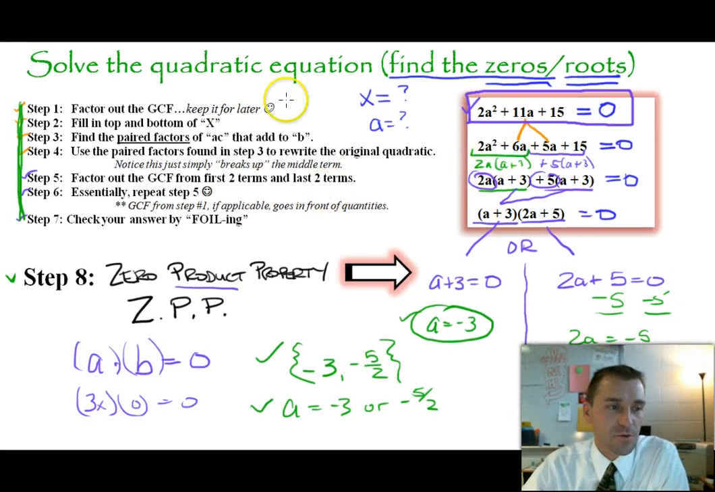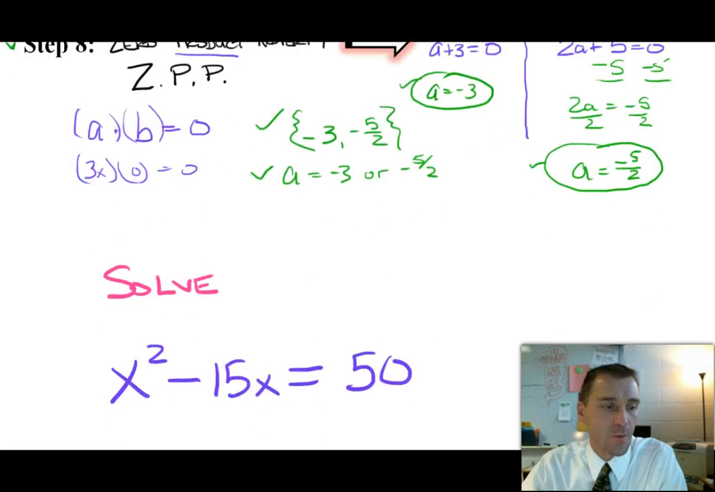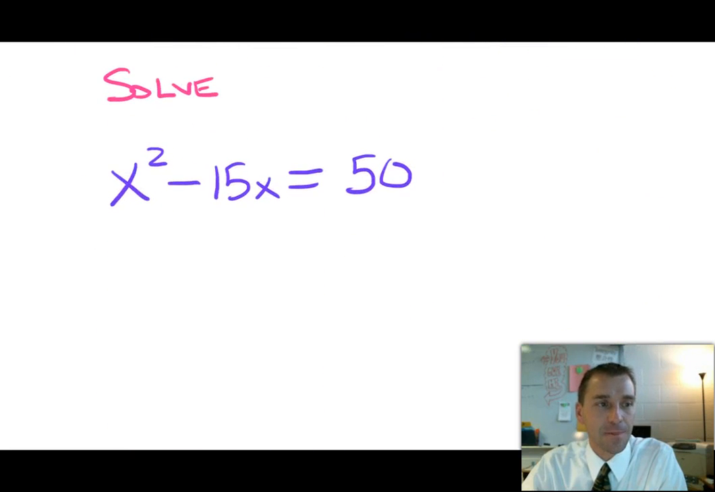So all this being said, we did all of our steps, and we just added one more: ZPP. We just set them equal to 0. Now here's what I want you to do. At the bottom of your paper, take this one right here and actually solve it. Notice it is an equal sign, so it's an equation. It's a quadratic because it's squared.